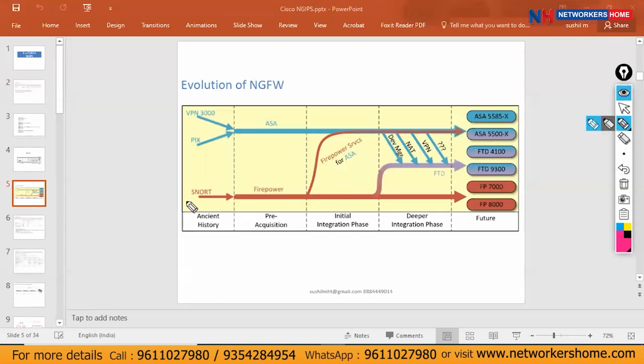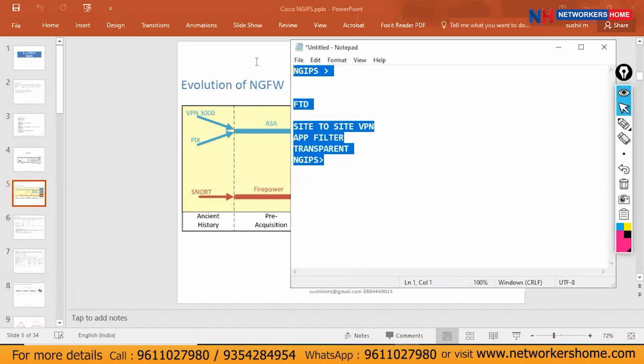Here, do you see something written as Snort? See, Snort was the first vendor who actually introduced the concept of IPS. Earlier, it was not called NGIPS. Listen, guys, properly what I'm saying. Earlier, it was not NGIPS. Now we call it NGIPS because there are some reasons.